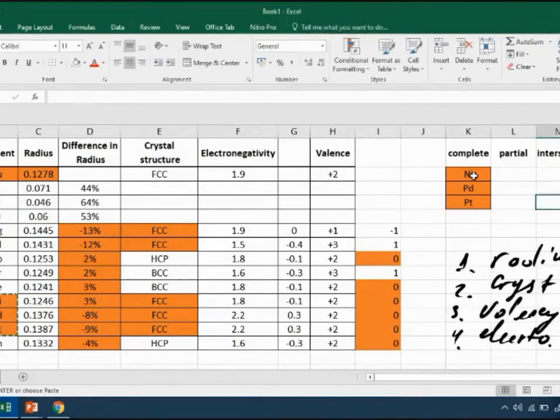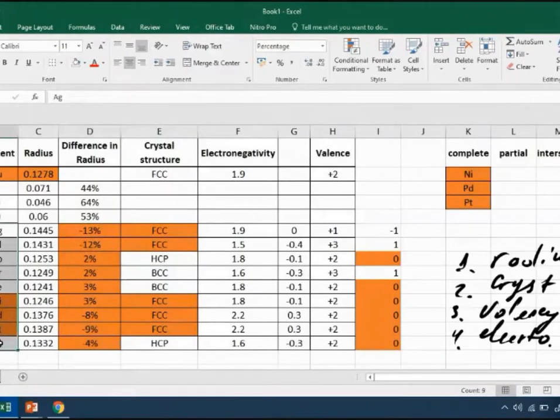Okay. So these three. For partial solid solution, let's look again. From silver to zinc, all had the same radius, but some of them had a different crystal structure. Some of them had different valency. So these ones will create partial solid solution. So again, first rule, check radius.